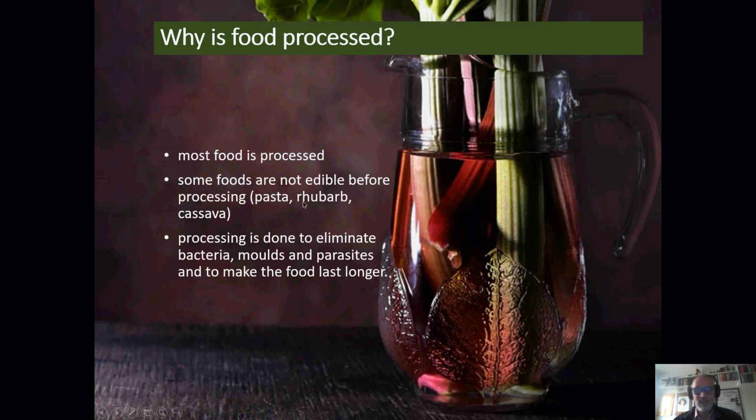Pasta, surprisingly, you can eat raw, but it's actually rather difficult because you need to cook it to soften it. Cassava, which is not something we typically find in Europe, has to be processed. If it isn't, this will cause you serious problems because it contains hydrogen cyanide. Okay, so some foods do need some processing, but above all, why do we process?